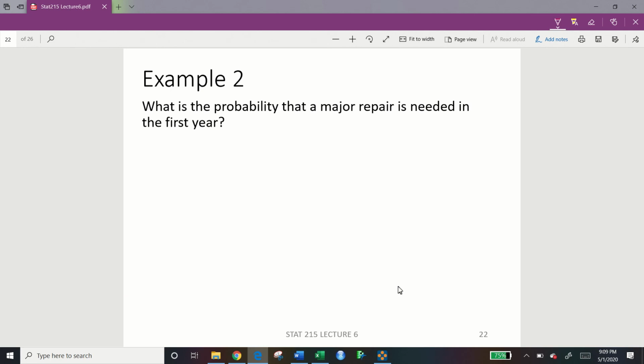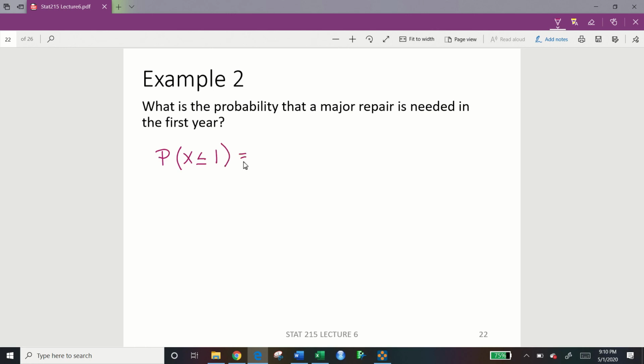Let's continue on. So, still working with our second example, we are wondering what is the probability that a major repair is needed in the first year? Okay. This should not be too bad. In order to know if a repair is needed in the first year, we want to find the probability of x less than or equal to 1.